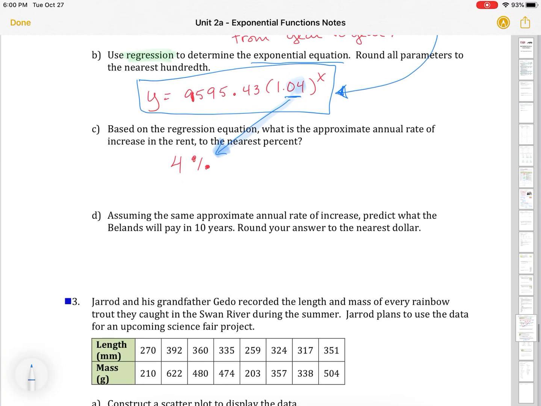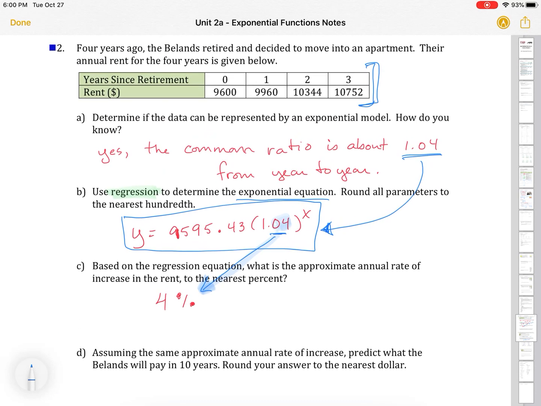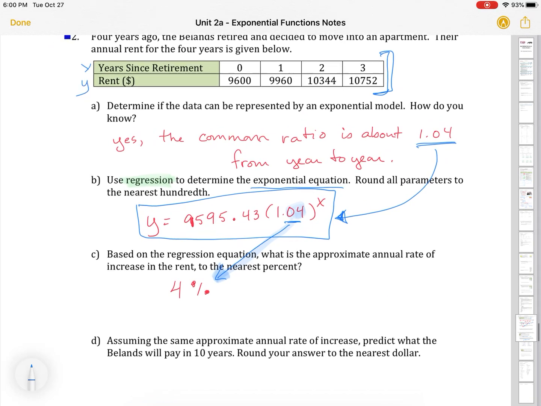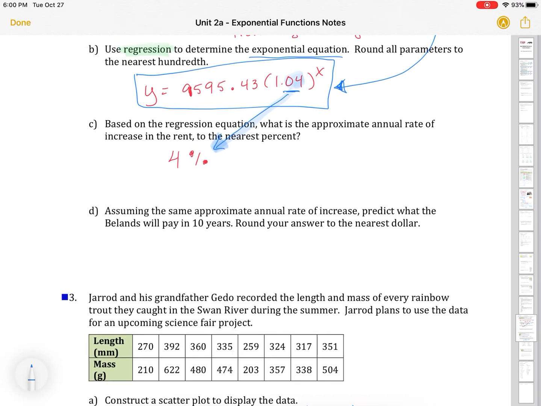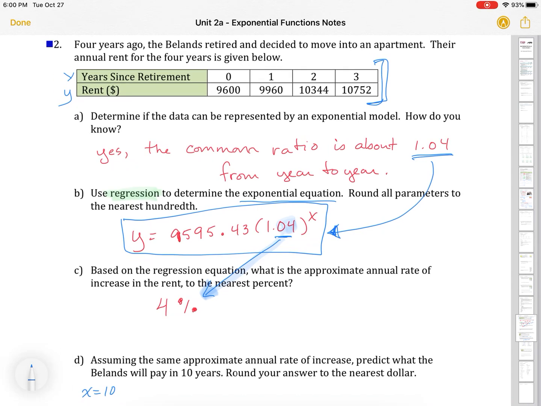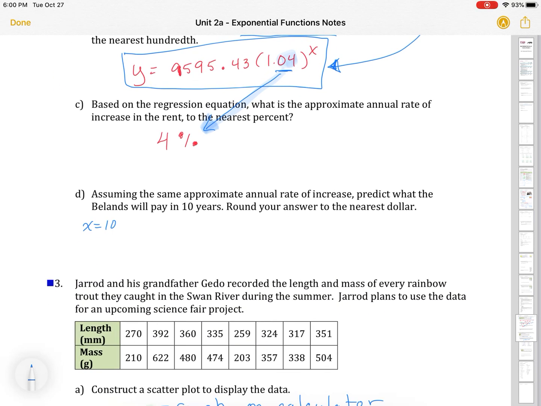And it says, assuming the same approximate rate of increase, predict what the Bedlands will pay in 10 years. So in this equation, X is your years and Y is the rent. So basically we're saying that X equals 10, right? Because this is how many years, for the first 4 years, and we want to know it for the 10. So looking at that, we're going to put that in the equation.